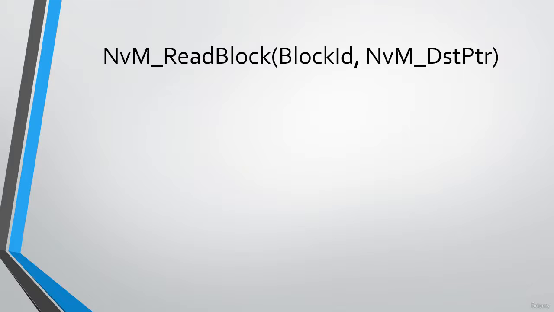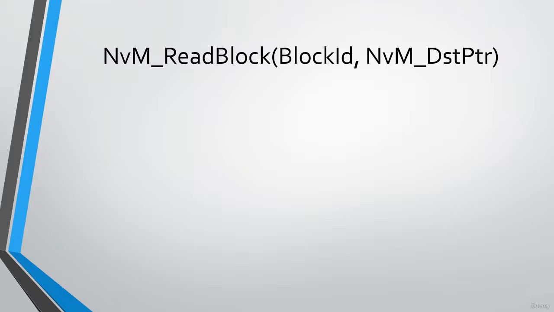Next we have the NVM read block. And this is also important. Like in the previous config class, the most important ones were the NVM read all and NVM write all. So when we go to the block level, instead of multi-block, there comes the NVM read block as well as the NVM write block. So let's look at each of them.